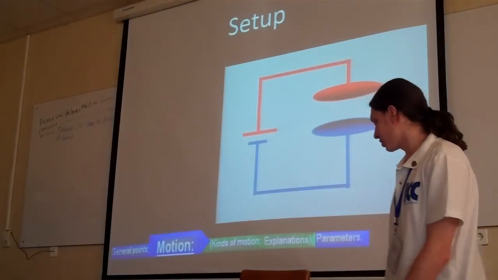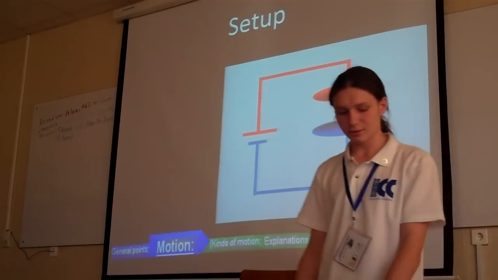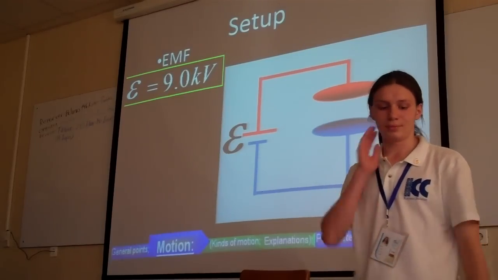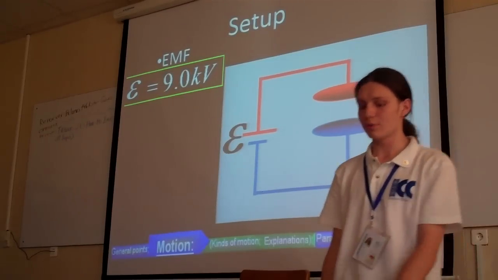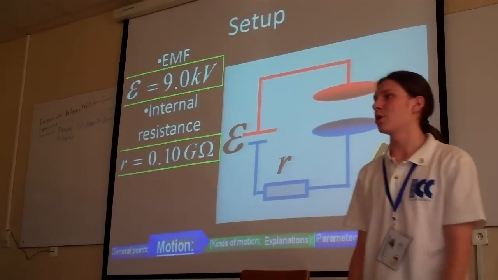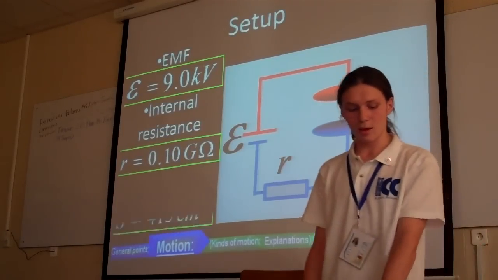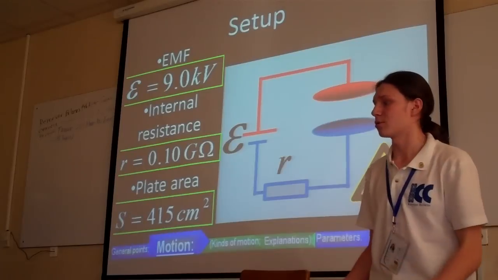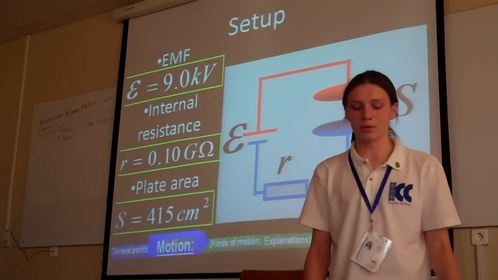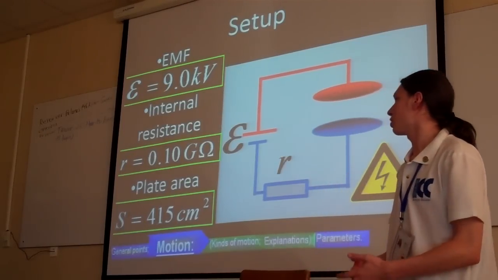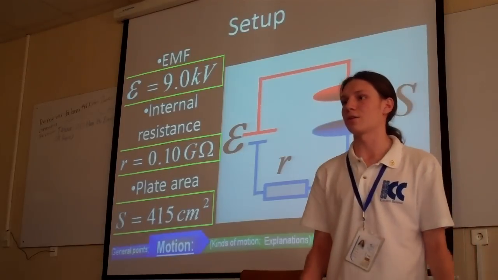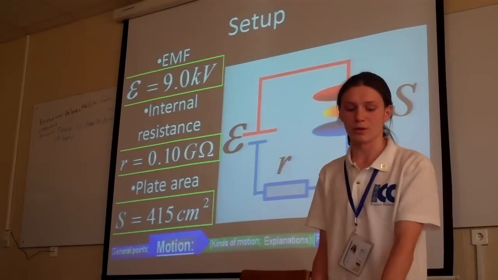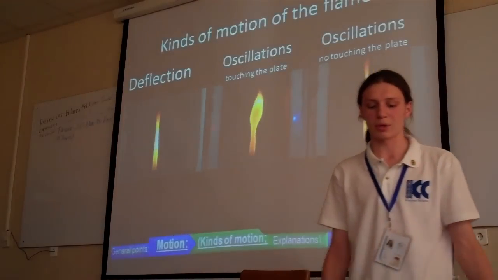Well, this is our experimental setup. It looks almost like this one. The EMF of our electrical source is about 9 kilovolts. Its internal resistance is about 0.1 gigaohm. And plate area is 415 centimeters. We used another plate for this experiment. As we needed high voltage for our experiment, we can't use a simple battery for it. We put the flame between the plates and let's look at what happens.